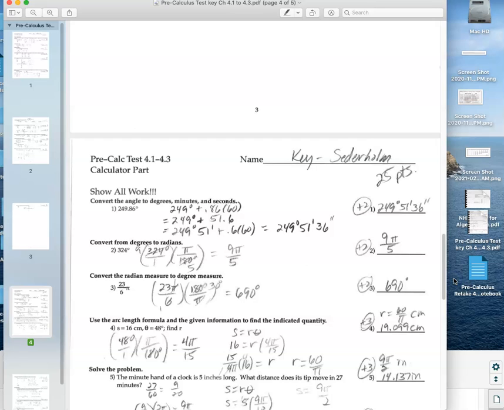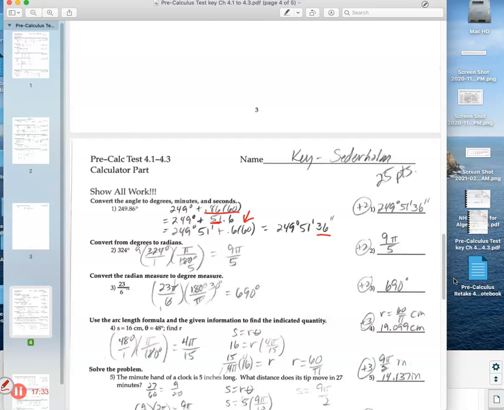All right, show all work. Convert the angle to degrees, minutes, and seconds. You had a calculator for this part. So what you had to do was think, well, I already know it's 249 degrees, but I have this 0.86 that I need in minutes. So you take the 0.86 times 60, and that gives you 51.6. So now you have 249 degrees, 51 minutes, and you need to figure out how many seconds. You'll have to take the 0.6 times 60 to figure out how many seconds that would be, and that's 36. I don't remember anybody getting that one wrong.